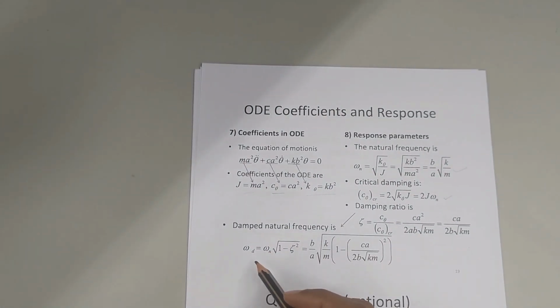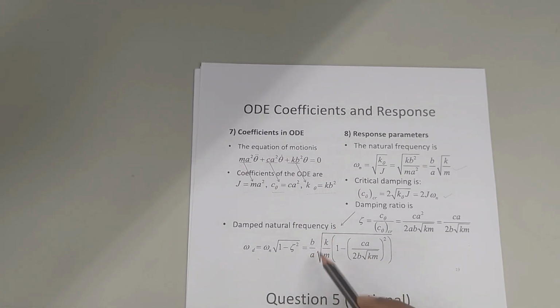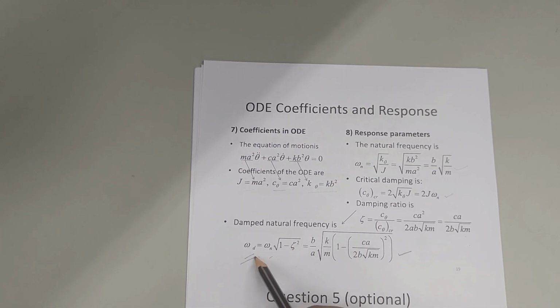So the damped natural frequency is omega d equal to omega n times the square root of 1 minus xi squared. We already know omega n is equal to the square root of k by m. So we can directly write it as omega d = root of (k by m) times root of (1 minus xi squared), where xi is c divided by 2 root km. So this is the damped natural frequency.